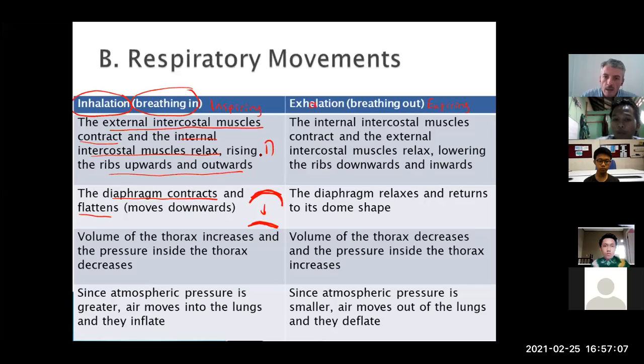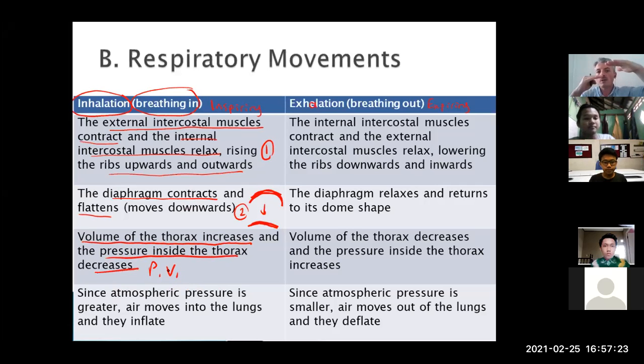When these two happen, when number one and number two happen, volume of the thorax, chest, increases, and the pressure inside the thorax decreases. This is P1, V1. And then atmospheric pressure is constant, lung pressure is decreasing, so there is a difference. Because of this difference, air moves into the lungs, and then lungs inflate, lungs become larger.